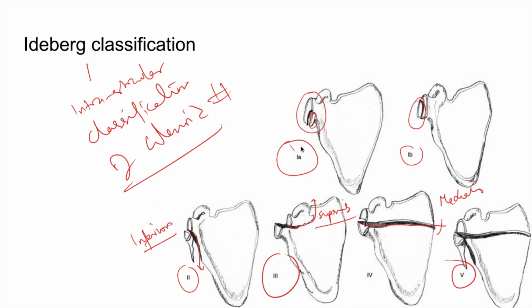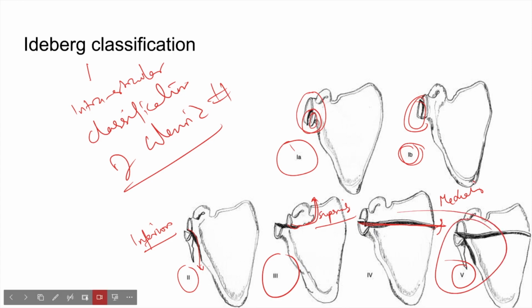Type 1, to reiterate, is an intra-articular fracture, with type 1A being the anterior glenoid and type 1B being the posterior glenoid. In type 2, the fracture line passes inferiorly; type 3, the fracture line passes superiorly; type 4, the fracture passes medially; and type 5 is a combination of the above four.